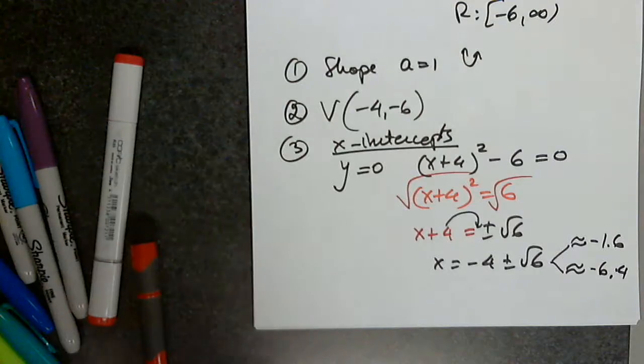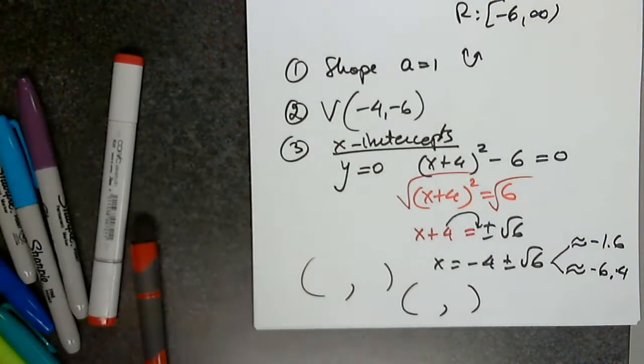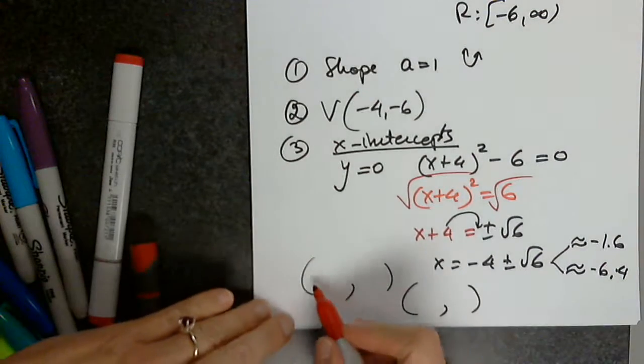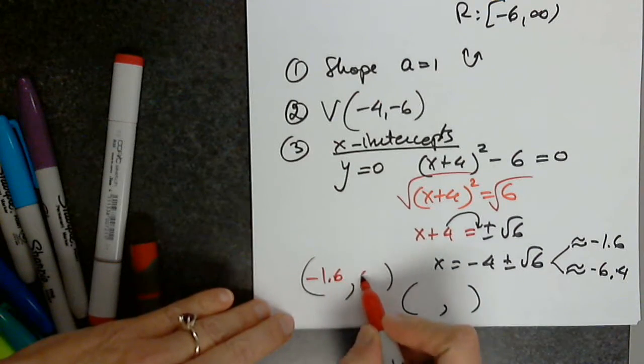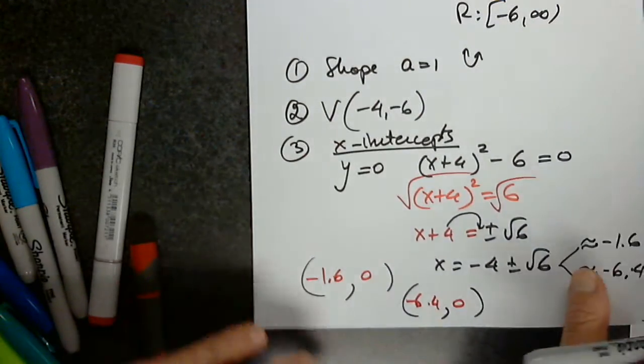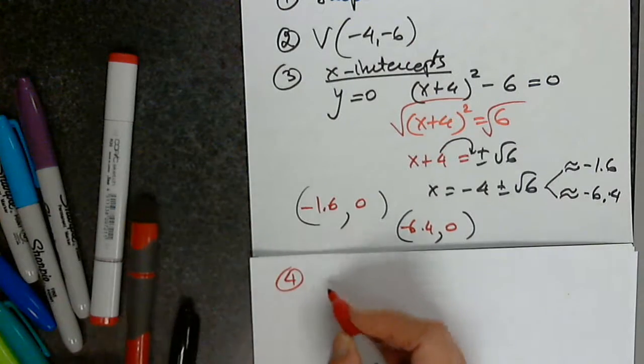So now what are the x-intercepts as ordered pairs? What will you write? As ordered pairs, the x-intercepts are? Exactly. Because y is 0 for any x-intercept. -1.6, 0, -6.4, 0. Perfect. Now the x-intercept. I'm sorry, the y-intercept.